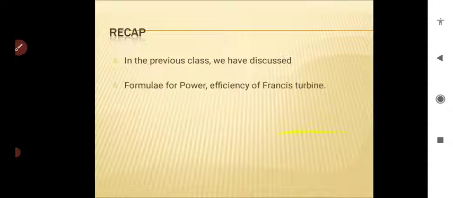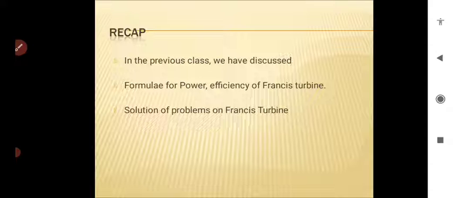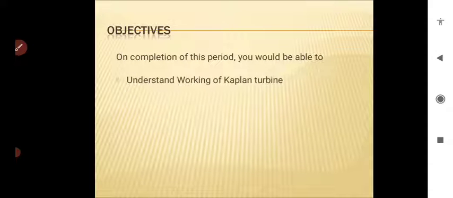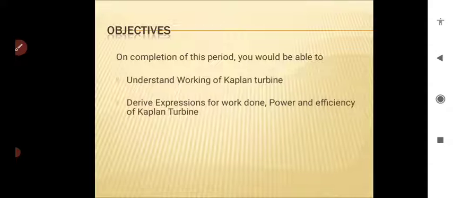In the previous class we discussed the formula for power and efficiency of the Francis turbine. We also solved some problems on the Francis turbine. Today's class, you will be able to understand the working of the Kaplan turbine and its derivation. We will derive the expression for work done, power and efficiency of the Kaplan turbine, and look at the features of the Kaplan turbine.